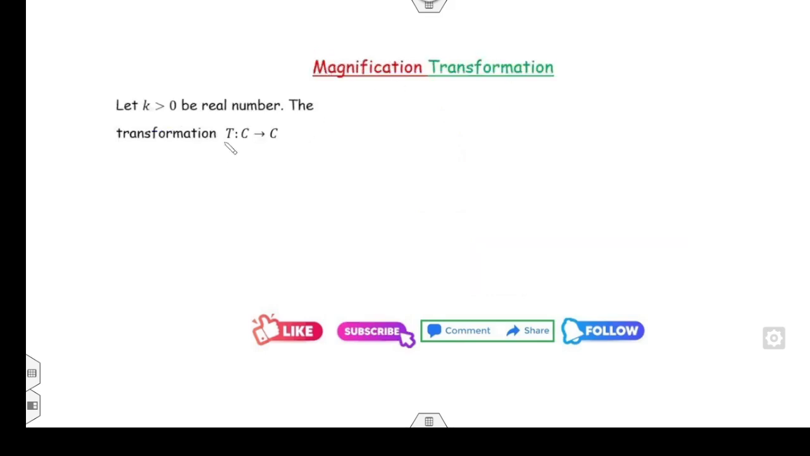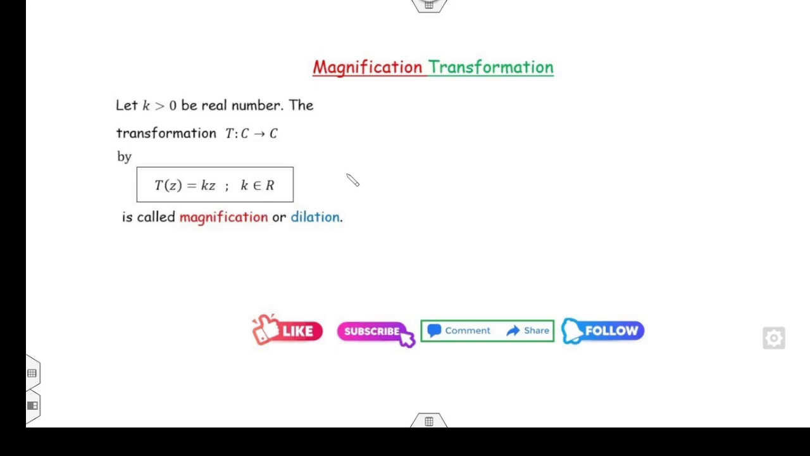Any mapping T from C to C which is defined as T of z equals K into z, where K is a positive real number, is said to be the magnification, also called the dilation. Clearly, whenever K is greater than 1, what will happen, and what will happen if K is less than 1? If K is less than 1, then it will shrink the image, and if K is greater than 1, it will stretch the image.